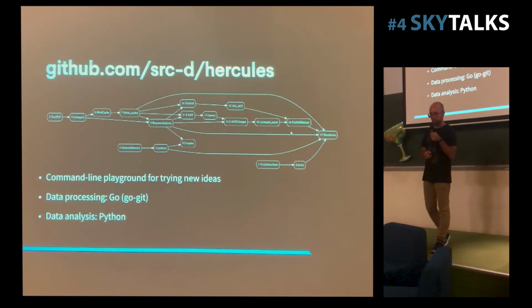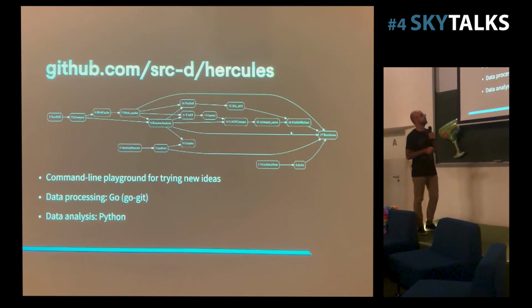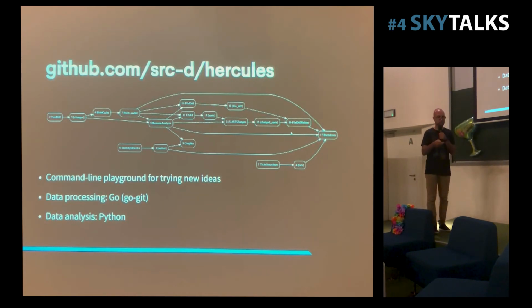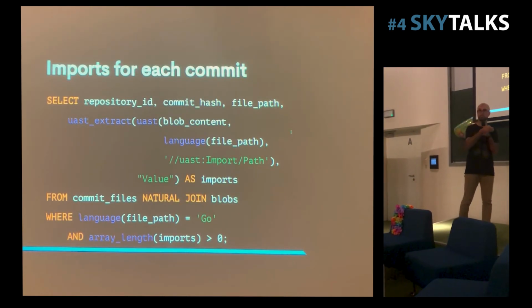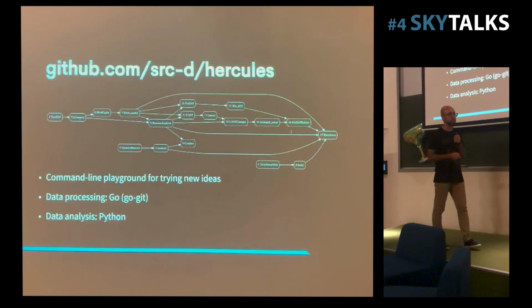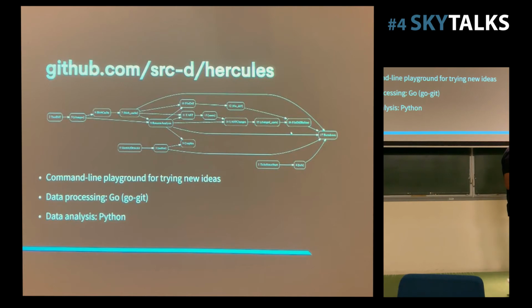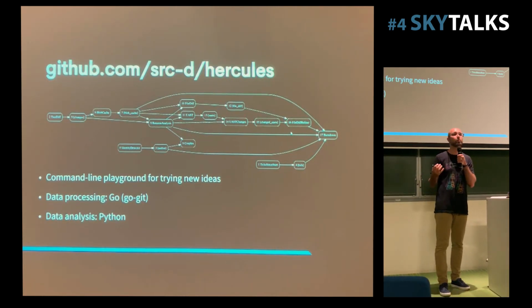The second tool, also from source{d}, is named Hercules, which is written in Go in terms of data processing, but all the data analysis is delegated to Python. It's also for analyzing a single repository. So Gitbase works best with several Git repositories. It's where it shows its full strength. Hercules works by design on a single Git repository, but it allows you to write any processing code in Go.